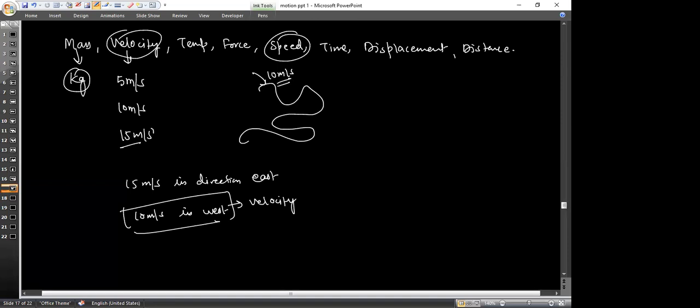But if an object is traveling with a speed of 10 meters per second, it is not going to have any specified direction. Similarly, let's talk about temperature.